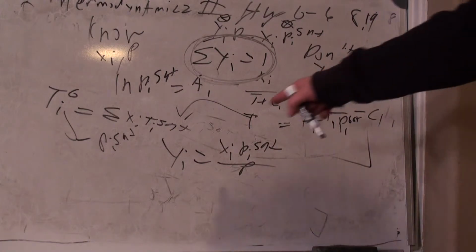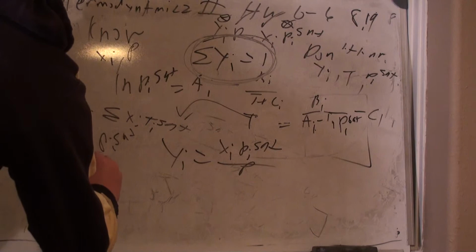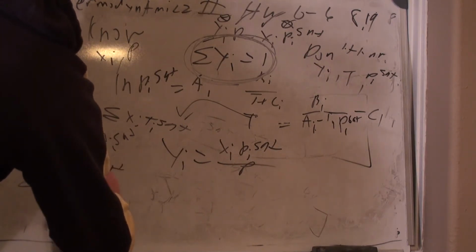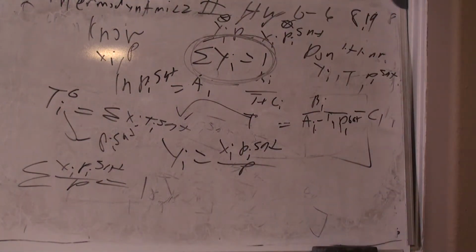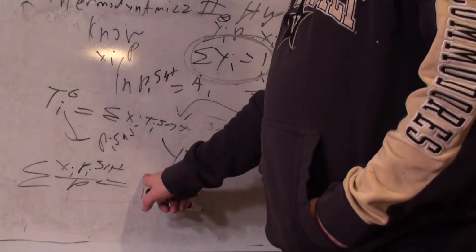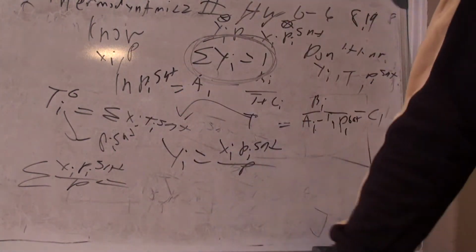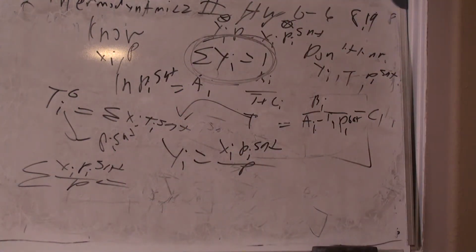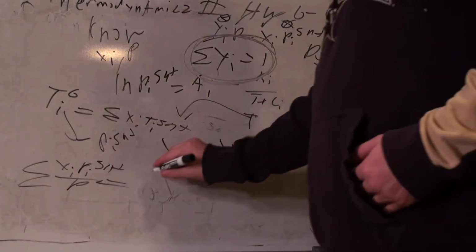Okay, well I have yi. So summation of xi pi sat over p should equal 1. And let's face it, it doesn't. Why? Because the temperature I used is garbage, and so my pi sats are all going to be garbage. And so instead of saying this equals 1, because I can't just solve for the temperature. I mean, the temperature is embedded in a bunch of exponential terms, and there's just no way I can do this, okay?